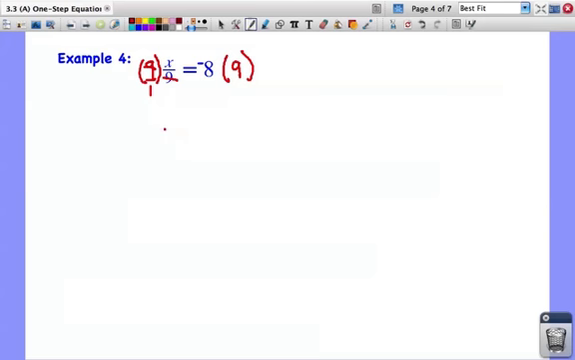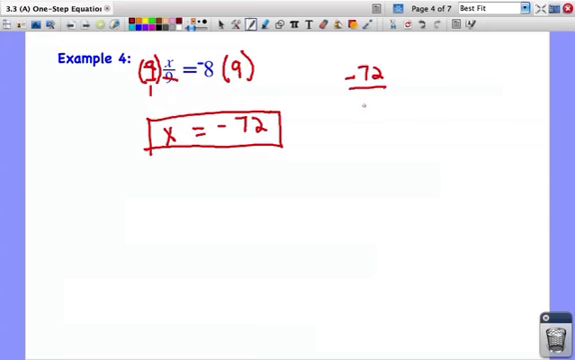Now I'm left with just x by itself equals -8 times 9. That's going to be negative because a negative times a positive is negative. 8 times 9 is 72. So I get x equals -72. I'll go back and check my work. -72 over 9, because again I was told x equals -72, so I'm just plugging that in for x. 72 divided by 9 is 8.